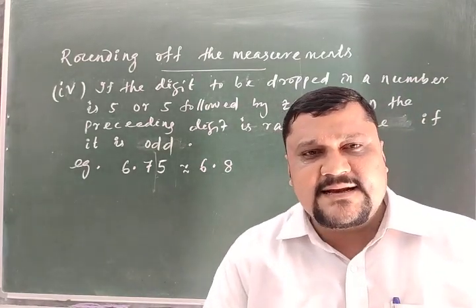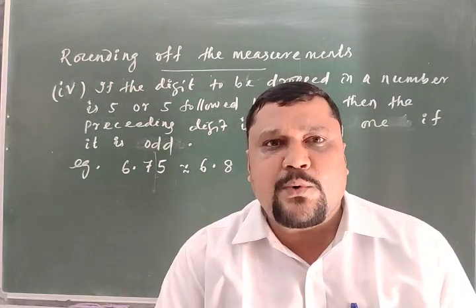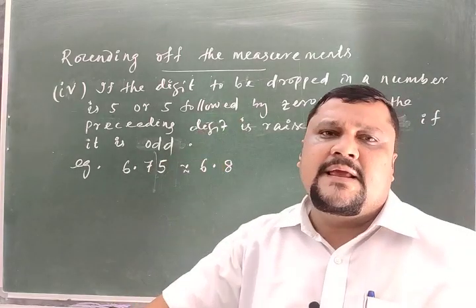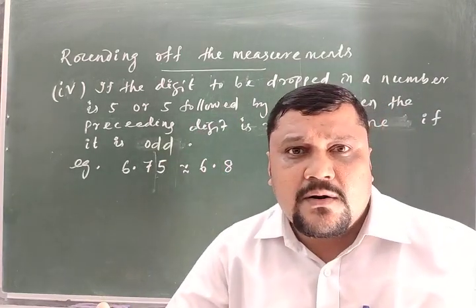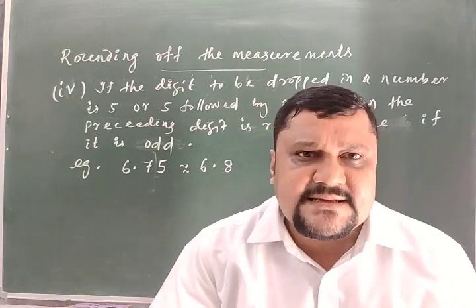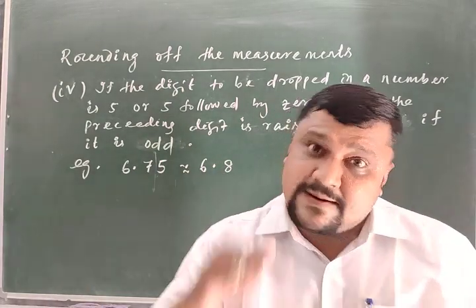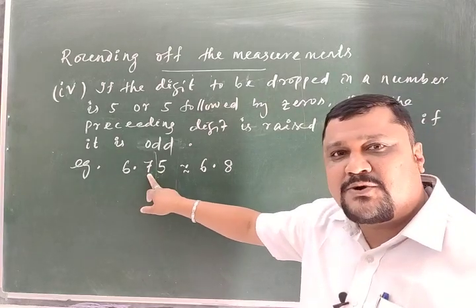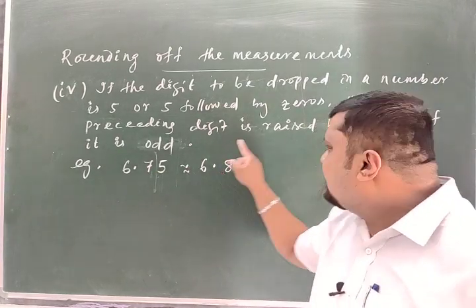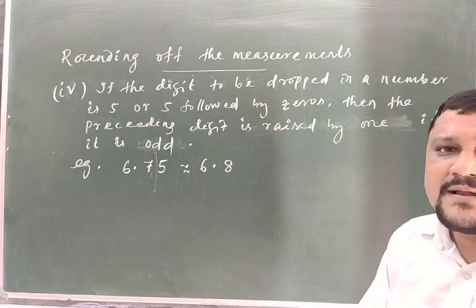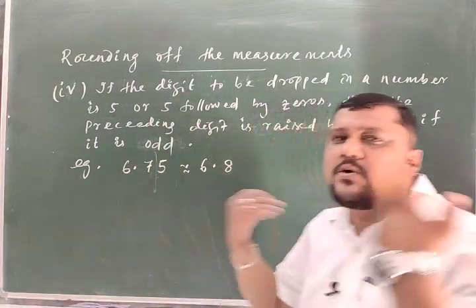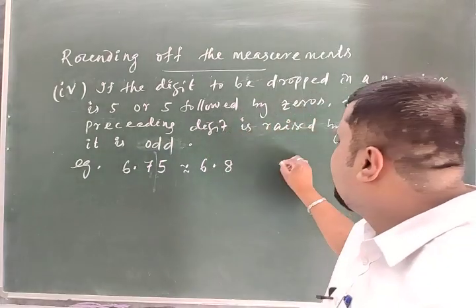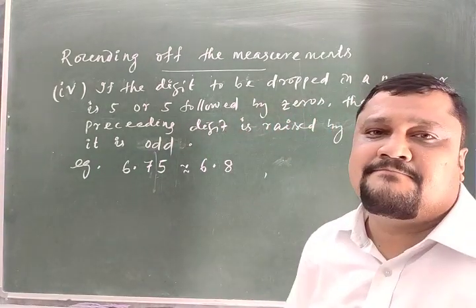Always, if 5 or 5 followed by zeros is dropped, see the preceding digit and make it even, according to rules 3 and 4. If it is even, keep it as it is. If it is odd, make it even by raising by 1, not lowering by 1. You could lower it to 6.6, but it should be raised because you go forward, we do not go backward. That is the symmetry of nature. Clear? So according to that, I will take another example.